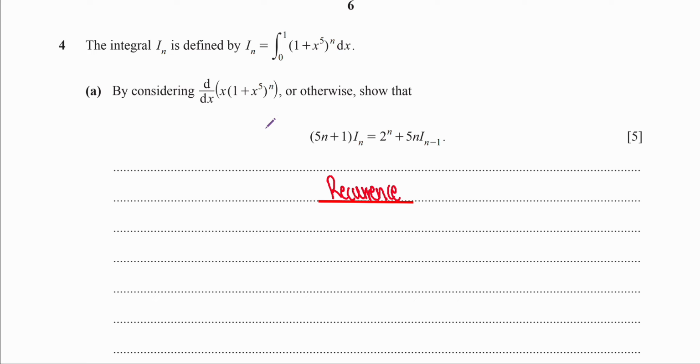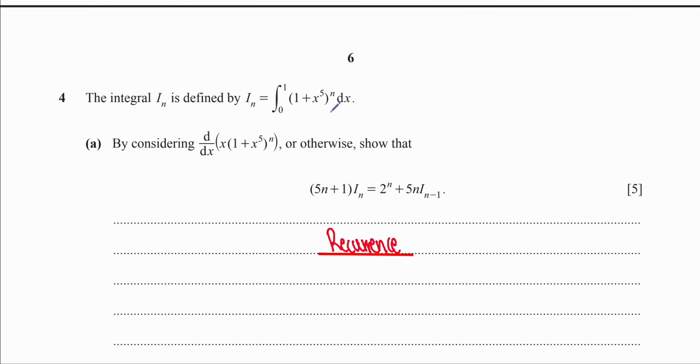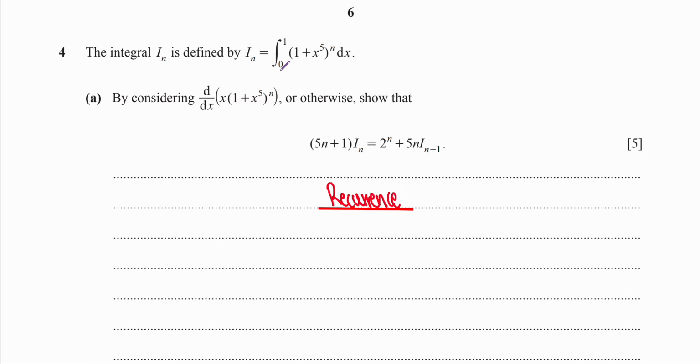And this is the formula, but we have to show that this is actually going to work. So let's try it. And actually in the next part, we're going to do it for I3. That means we're going to integrate 1 plus x to the power 5 to the power 3. But before that, let's actually show that this formula is going to work. So the integral In is defined by In is equal to the integral between 0 to 1 of 1 plus x to the power 5 to the power of n dx.